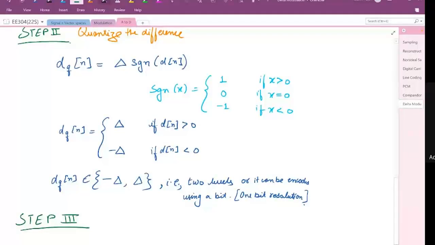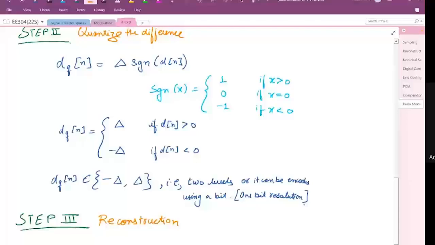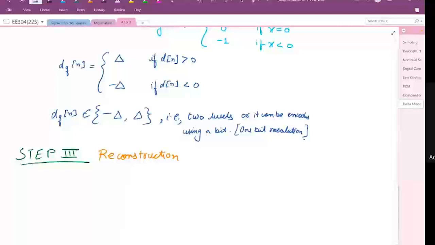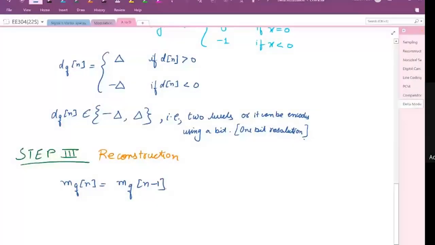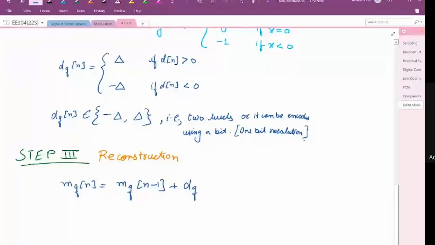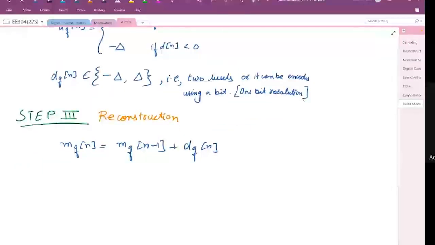Step 3 is reconstruction, where we assign mq n as mq n minus 1 plus dq n. These are the three steps that we follow. So then we reconstruct the prediction or approximation for the next time instant.